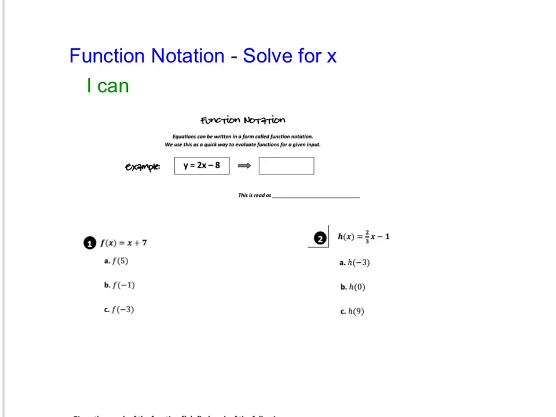So we introduced function notation today, which is really just a new way of writing things you're already a little familiar with. We're going to continue our work with function notation in this video, and we're just simply going to say, I can use function notation. We're going to review what we did in class, and then we're going to sort of work backwards with function notation. So here's an equation, y equals 2x minus 8.